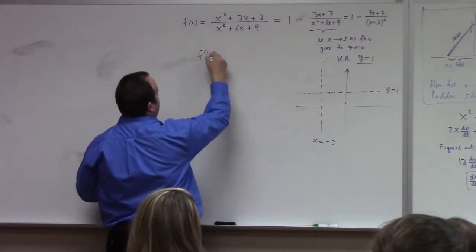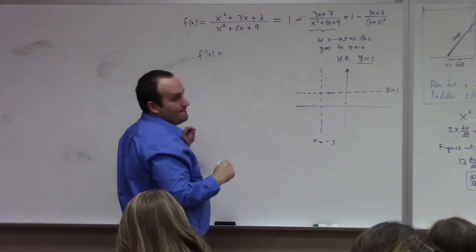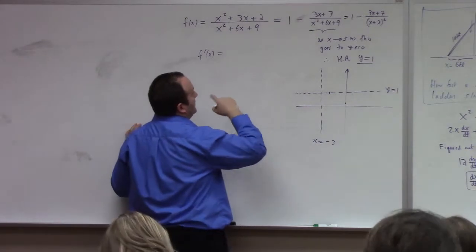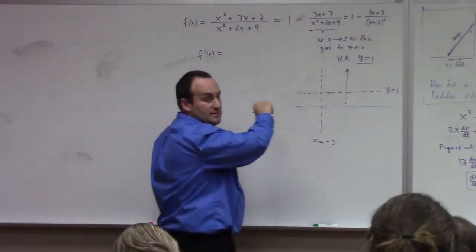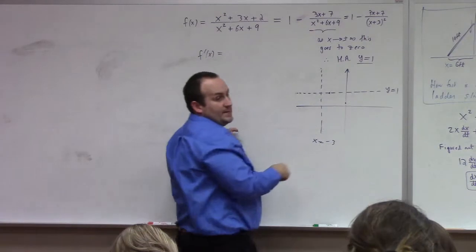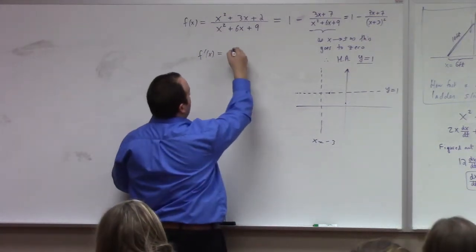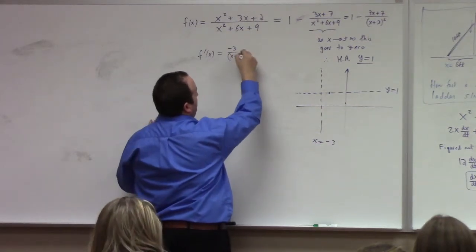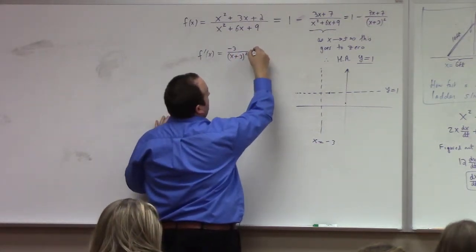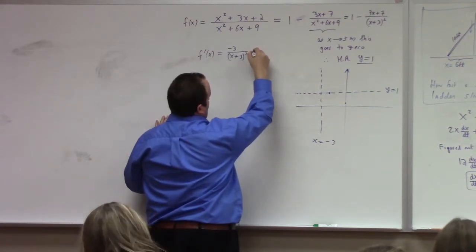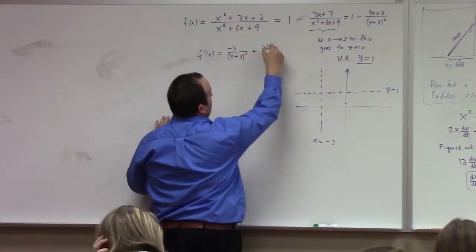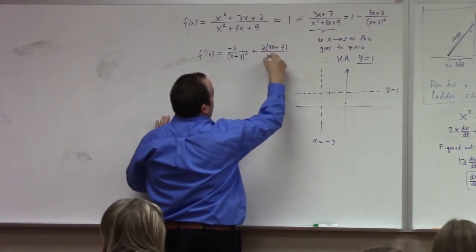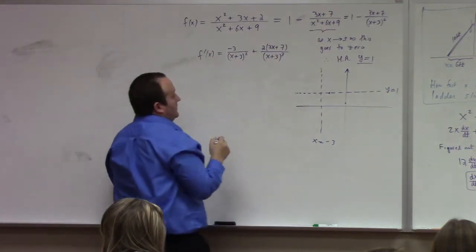F prime of x is what? Yeah, we do the quotient rule, but it'd be easier to use that one. So that's going to be minus 3 over x plus 3 quantity squared, plus 2 times 3x plus 7 over x plus 3 quantity cubed. I did the product rule there.